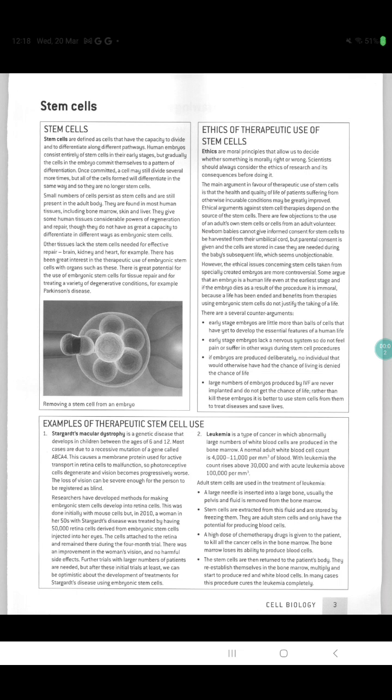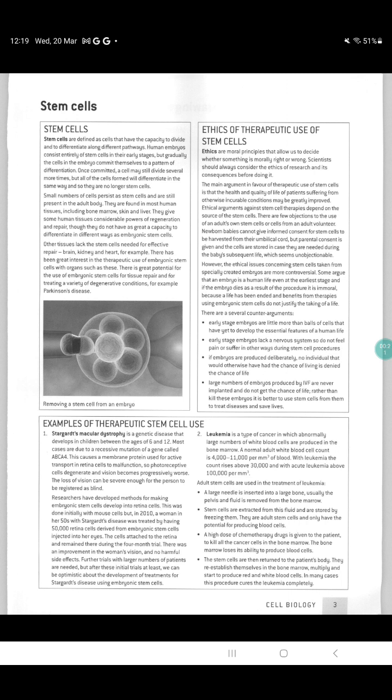Hello students, our next topic is stem cells. This is a very important topic, and in this we will be covering stem cells, what stem cells are, their examples, and some ethics of therapeutic use of stem cells.